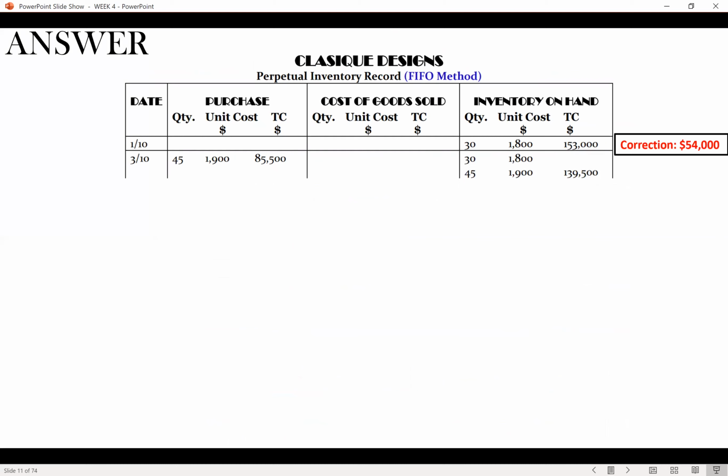And then we update our inventory on hand. We look back at what we have left from the previous date or period, and then now we add what we just purchased. So our inventory on hand at the end of this day, we have 30 sets for $1,800 and 45 sets for $1,900. That gives us a total cost, which is $54,000 plus $85,500, $139,500.